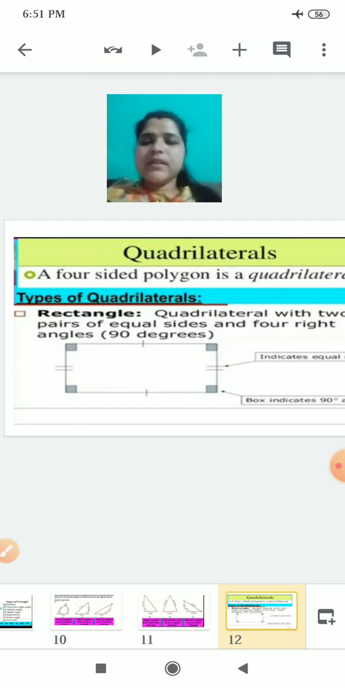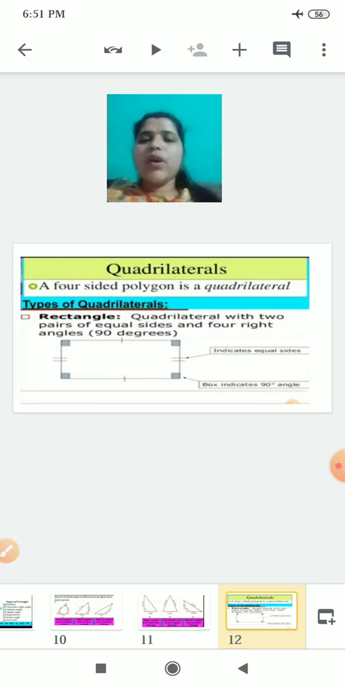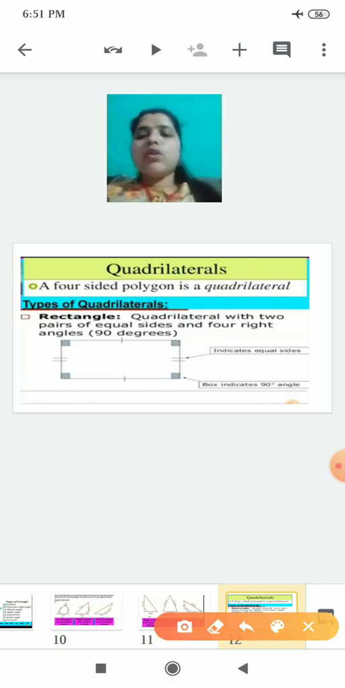Let's discuss the quadrilaterals. What is a quadrilateral? Let's discuss it. Okay. A four-sided polygon is a quadrilateral. Okay. What are polygons? Any closed figure, which is made up of line segments, that is a polygon. Any closed figure, you can say, made up of line segments. It should be made with line segments only.